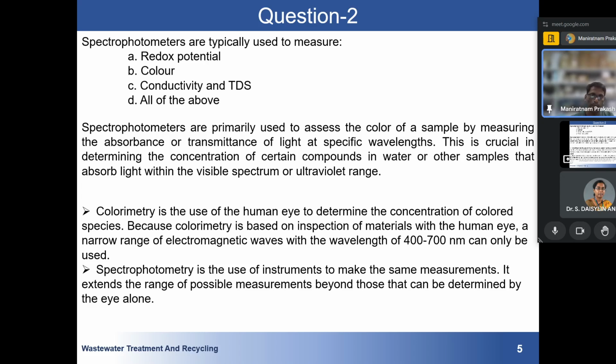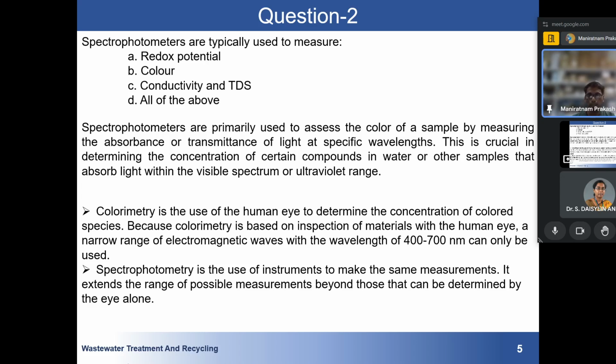So I will just be recapping whatever you have been taught in your session. Spectrophotometers are primarily used to assess the color of a sample by measuring the absorbance. Remember, there are two things in turbidity. B, measure the scattering, meaning how much light has been scattered. But here we are measuring the absorbance or transmittance of light at a specific wavelength.